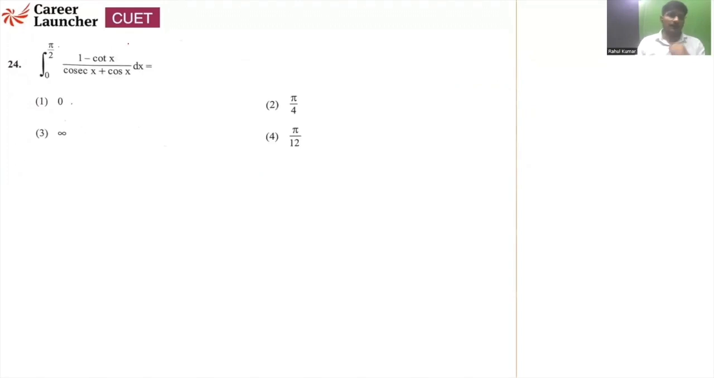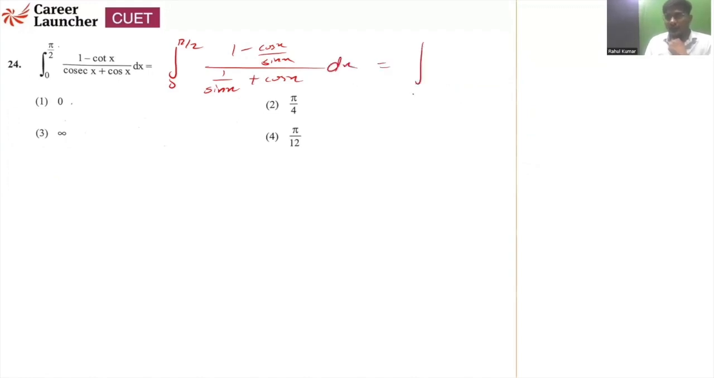Now the next question is 0 to pi. Okay, this is the easiest question. You only need to simplify this thing. So it can be written as cos x, okay, 1 minus cos x by sin x divided by 1 upon sin x plus cos x into dx. Now this integral will be transformed into 0 to pi by 2 of sin x minus cos x into dx divided by 1 plus sin x cos x.